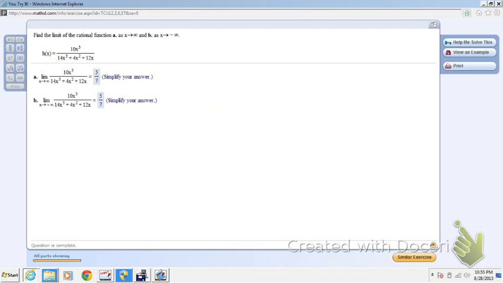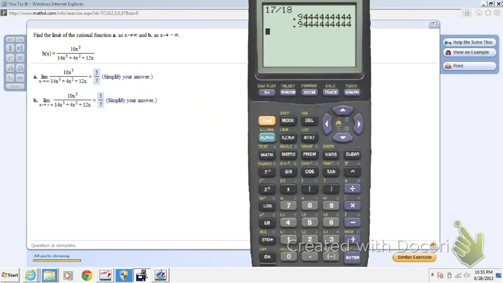But graphically, that's actually a really good one to explore. I always say don't just believe me. Never just believe me. Just type it in. Take a look. So 10x cubed divided by, and then we'll do paren. Here, I'll hit pause as I type it. Okay, so I've got it typed in. I'm going to hit zoom 6 again, like I always do. That's standard window.